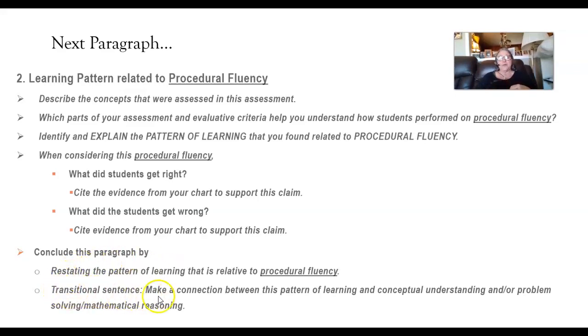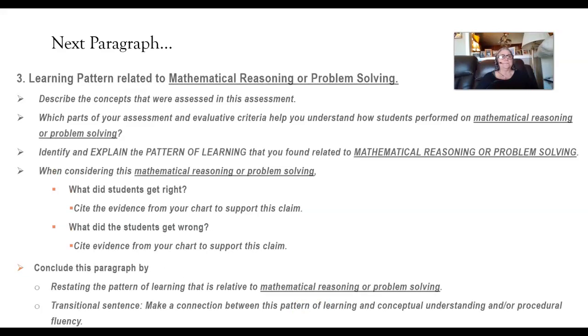And if you can, come up with a transitional sentence that makes a connection between that pattern of learning and conceptual understanding with problem solving or mathematical reasoning. So basically what you're wanting to do is connect this pattern of learning to the other patterns of learning so that it all kind of comes together and congeals.